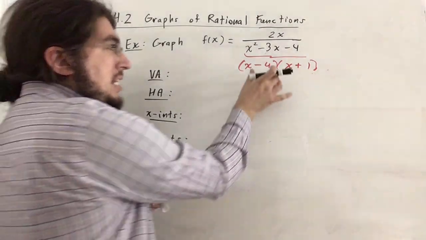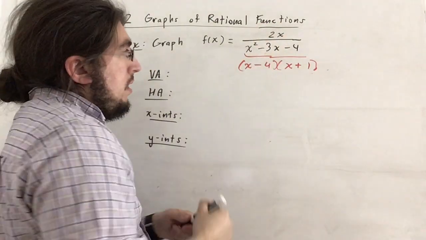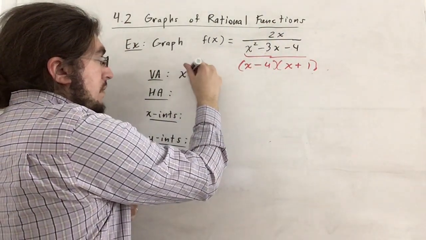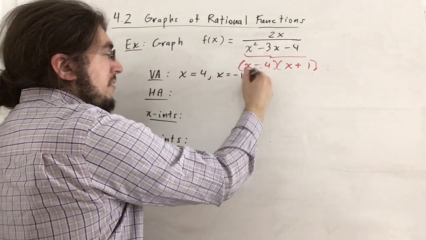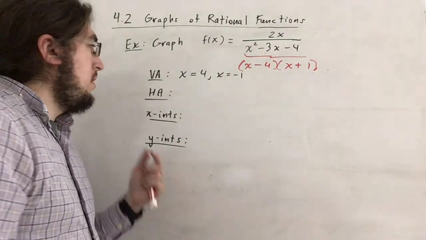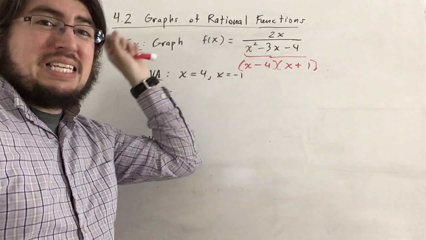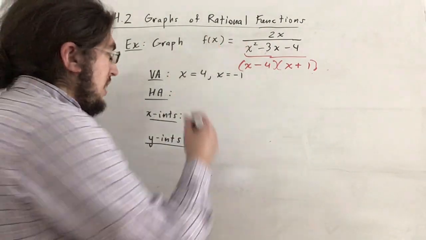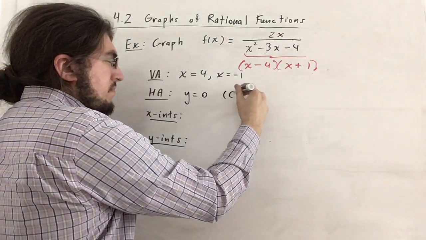So now, setting each of these equal to 0, and notice there's no cancellation with the top, we'll get the following for our vertical asymptotes: x is equal to 4, and x is equal to negative 1, setting each of the factors in the bottom equal to 0. Horizontal asymptote, well, the degree of the top is less than the degree of the bottom, so this is case 1, and this is y equals 0.